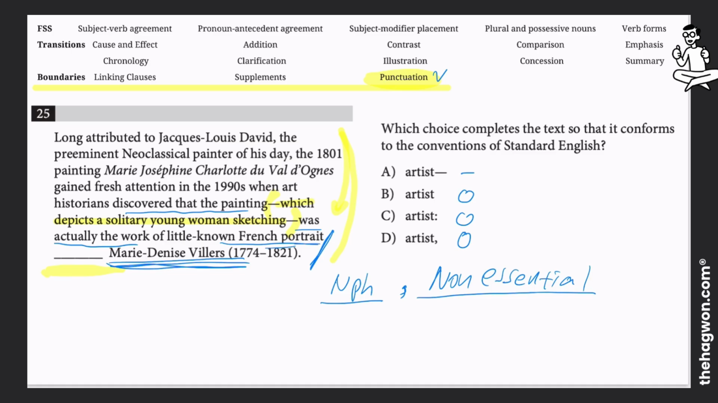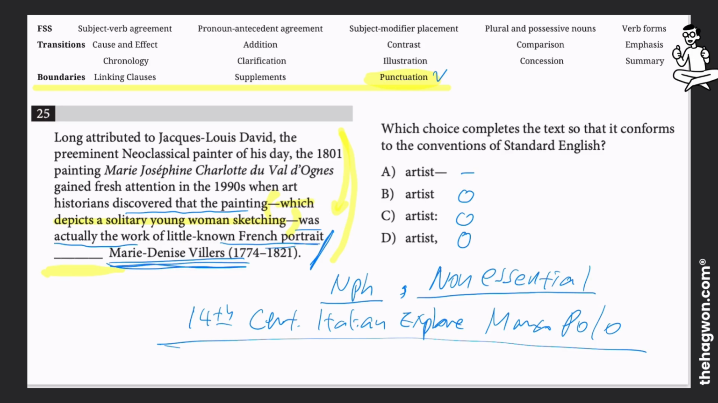So for example, if you have a noun phrase, 14th century Italian explorer Marco Polo. If you have a long name like this, you know not to put a comma here. We just don't put a comma here because Marco Polo is the most essential part of this phrase. So we don't put that.